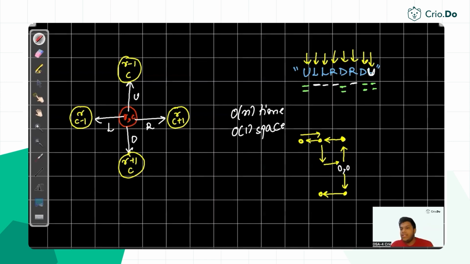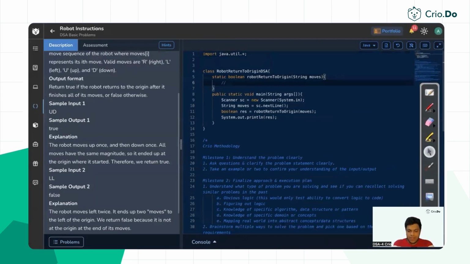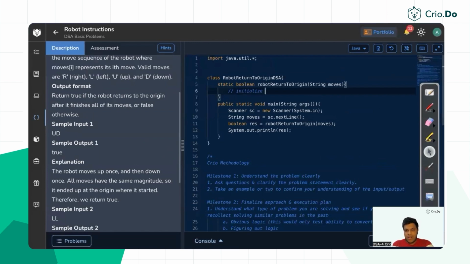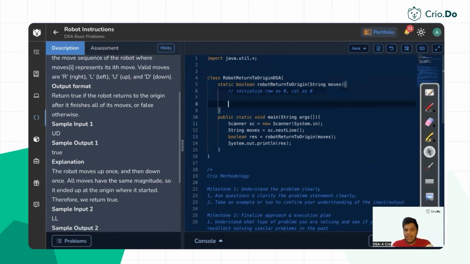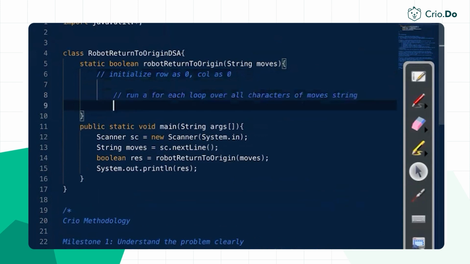So let's now write the instruction manual. What we are going to do is we are going to start, that is initialize the row as 0 and the column as 0. Start from the origin cell. It is given in the question. Run a for each loop over all characters of the moves string. That is, go to each and every character.